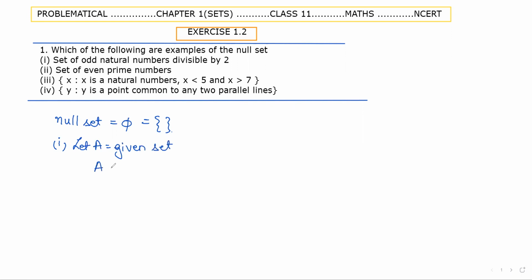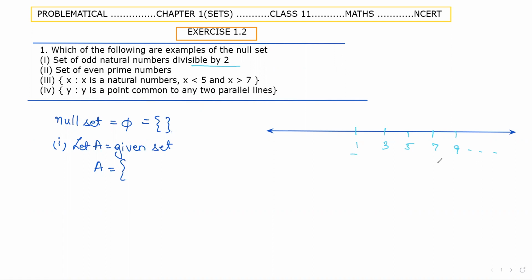Therefore, it's given that A is a set of odd natural numbers divisible by 2. Now, A is a set of odd natural numbers. On the number line, we have natural numbers starting from 1 to infinity. So 1, let's consider only odd numbers, 3, 5, 7, 9, etc. But you have to have those odd natural numbers which are divisible by 2. None of these values are divisible by 2.